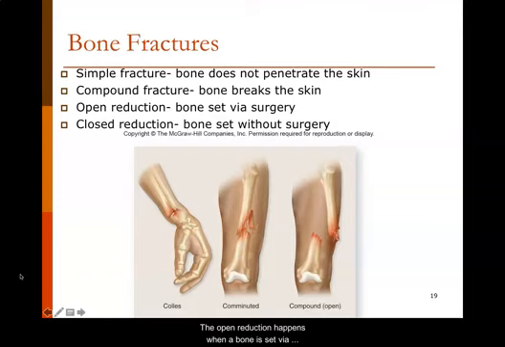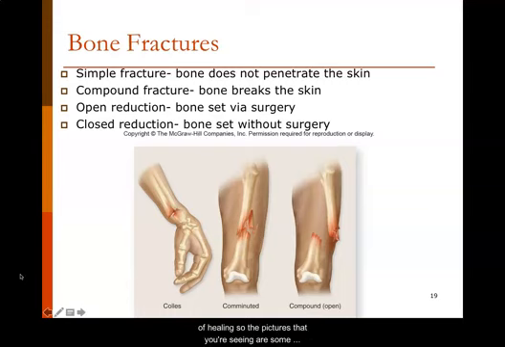Reduction is how we realign the bones so that bone tissue can heal. The open reduction happens when a bone is set via surgery. A closed reduction can involve manual manipulation on the surface of the body to be able to realign those bones. An open reduction, a surgical reduction, usually involves the placement of pins, screws, rods to help make sure that the bones or the bony fragments stay in alignment so that proper healing can occur. A closed reduction generally is just going to involve that manual manipulation followed by usually either a cast or a sling to keep the bones in place and in proper alignment during the process of healing.